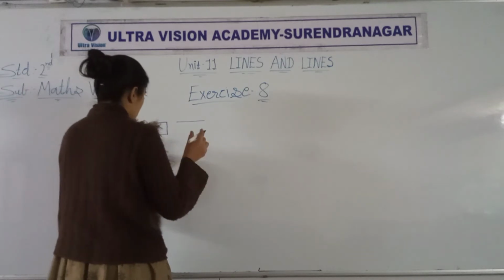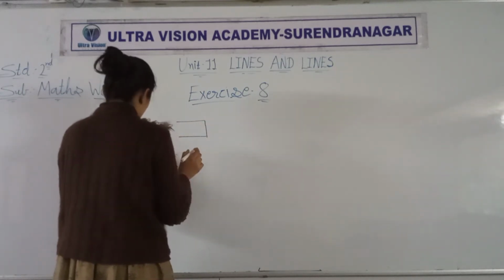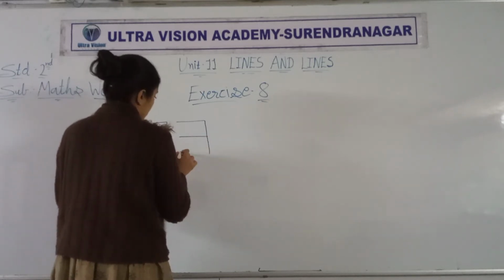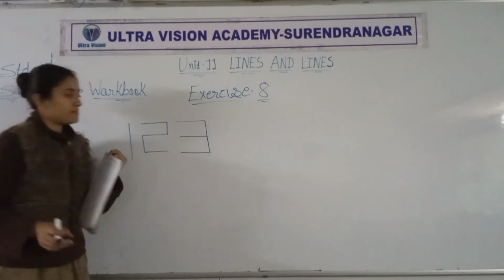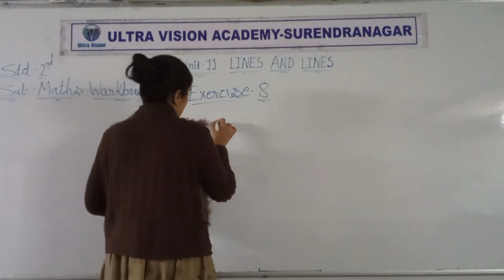Let's make a 3 number. First, we have to use here sleeping line. Again, standing line. Again, sleeping line. Again, standing line. And again, sleeping line. Number 3.